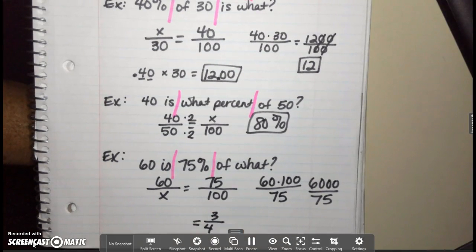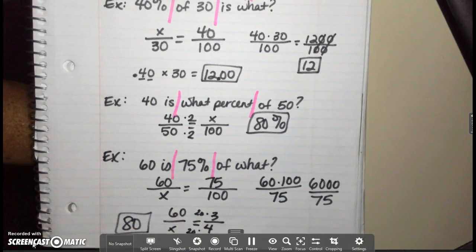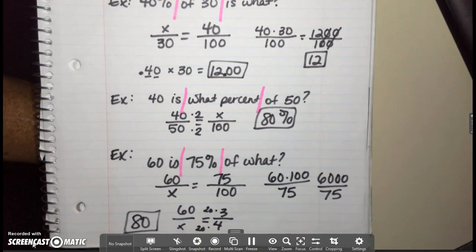Beautiful. Oh, my little teacher heart is so happy. Okay. How do I get from 3 to 60? What do I have to multiply by? Times 20, right? And if I do that on the bottom, I've got to do it on the top. What's 4 times 20? 80. So my missing number is 80. Good? It came up with the same answer, but it's not the same number, but one's a percent and one's an actual number. But similar, yeah. Okay, good? Questions? Awesome.